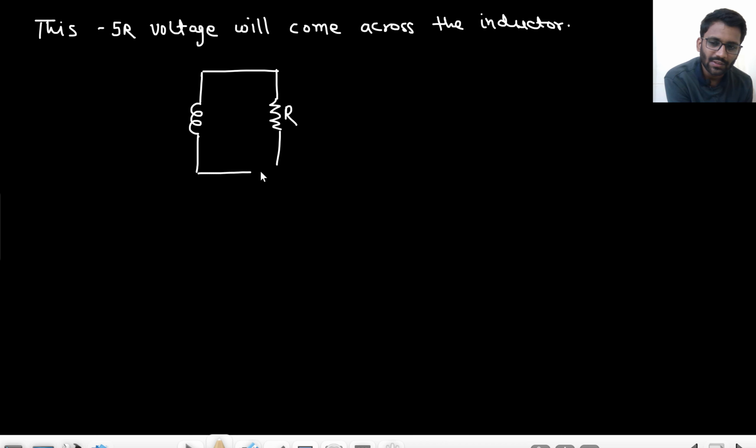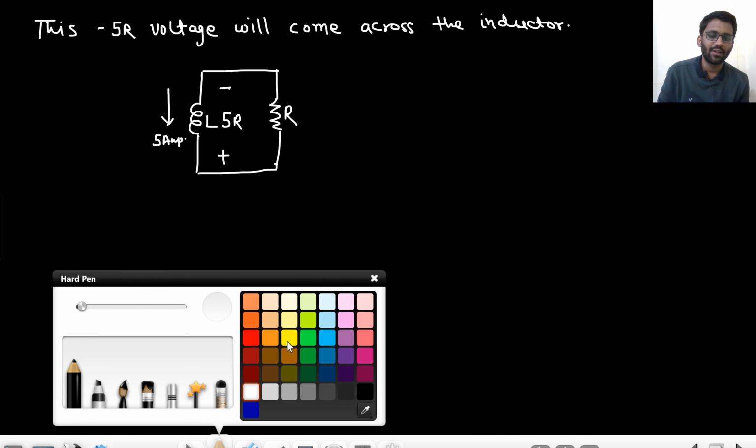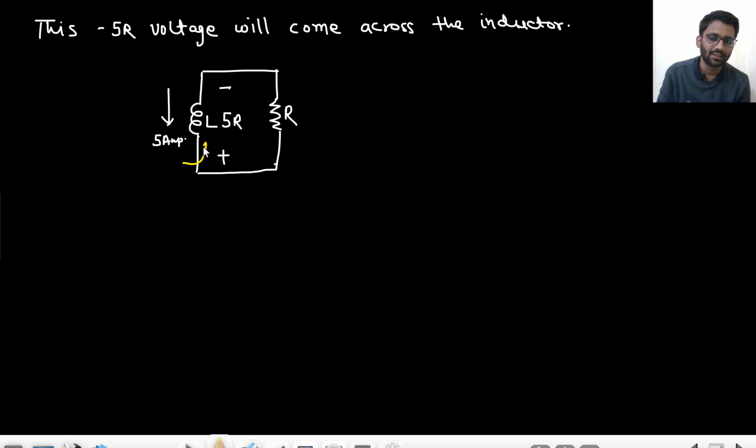This is a resistance R, this was inductor L. The current was 5 ampere in this direction. Now there is this 5R voltage that is developed. The current was flowing in this, so 5R voltage is developed. Because of this 5R voltage, there will be some current developed, and the direction of that current would be this. Are you getting my point? 5 ampere current is flowing in this direction. Now because of this 5R voltage, there will be some current developed in the inductor and the direction of that current would be opposite.